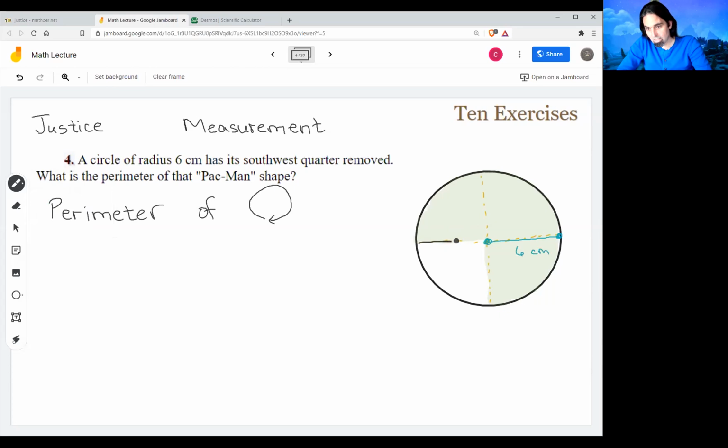Let me draw this then too. So we don't want what I shaded in green. We want the perimeter. So we want the red thing, the trail the ant would walk. So the perimeter of the whole circle is what?